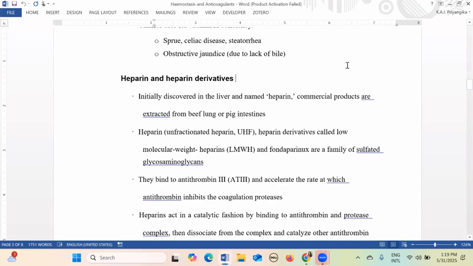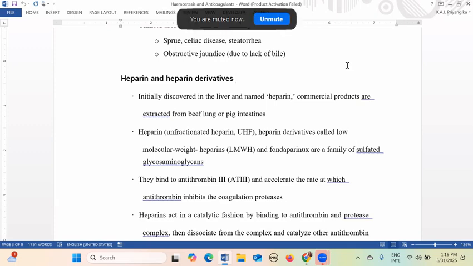Now we discussed when there is an injury, the blood will form, the platelets will adhere, fibrin will form, and the blood clot will form, and they will stop the bleeding. So why do we need to stop the clotting formation? Up to now we discussed the clotting and how it happens, and it is an important protective mechanism. So why do we need to stop forming blood clots?